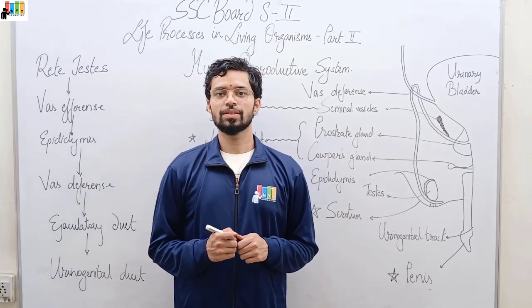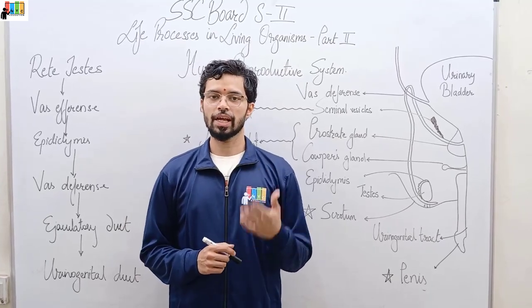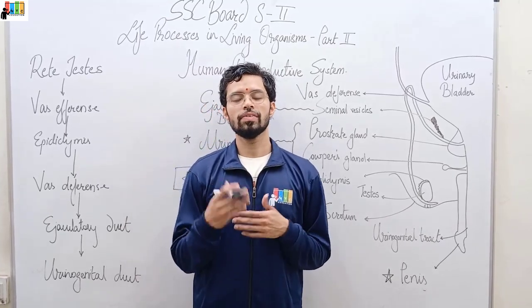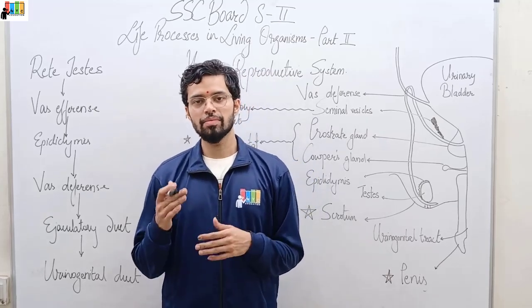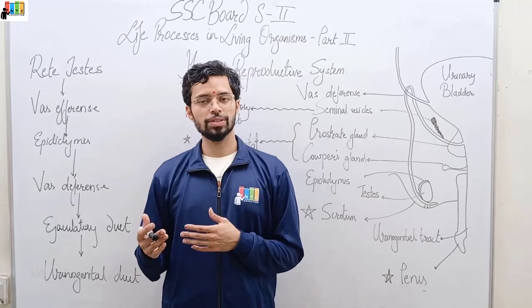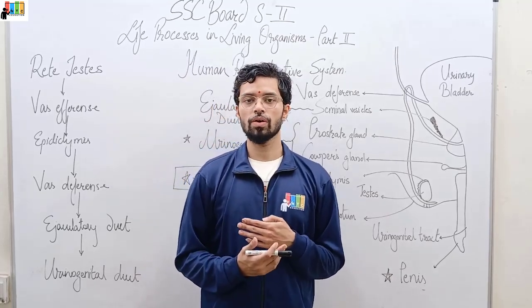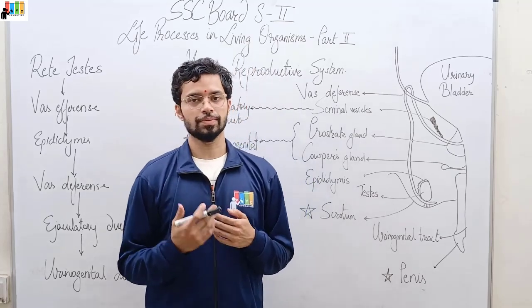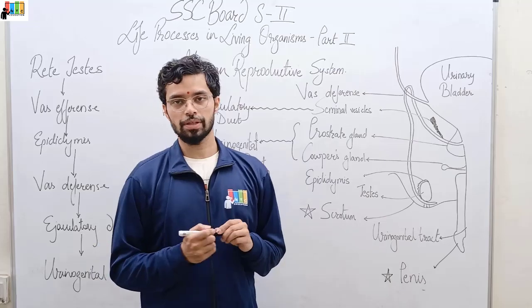Welcome back, class. So today we are going to proceed towards the last part of this chapter, that is life processes part 2. And here we are going to primarily study the human reproductive system, namely the female and the male version. And also we are going to study what menstruation is, or what is known as the MC. Okay. So to begin with, let us start with the human reproductive system.